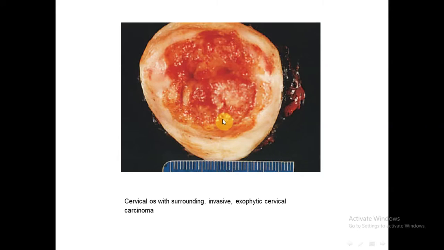With the diseases of the uterine cervix. Here we have cervical cancer, which surrounds the cervical os. This is the cervical os, and this is the tumor, which presents as an exophytic tumor that surrounds the os. Here we have a mass which is more likely to be microscopically a squamous cell carcinoma.